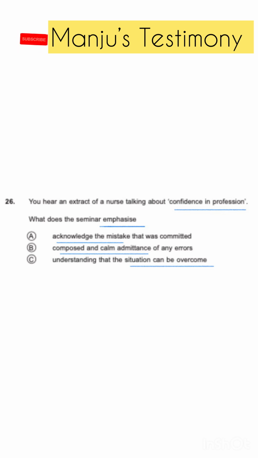Composed and calm admittance of any error, that means we just keep quiet about our error. This is obviously not the answer. So maybe you have a doubt about option A, but the audio was talking about acknowledging and further actions, right? She acknowledged her mistake, then she talked to the manager, took actions, they studied the error, and some improvement happened. And she told us finally that this is all about self-confidence, and by gaining that self-confidence she got the courage to talk to her manager. So finally she overcame the situation.